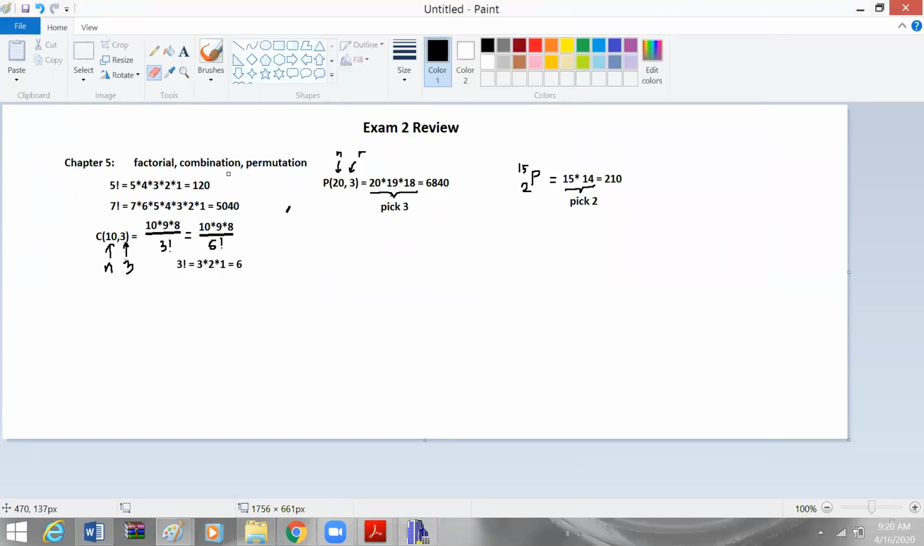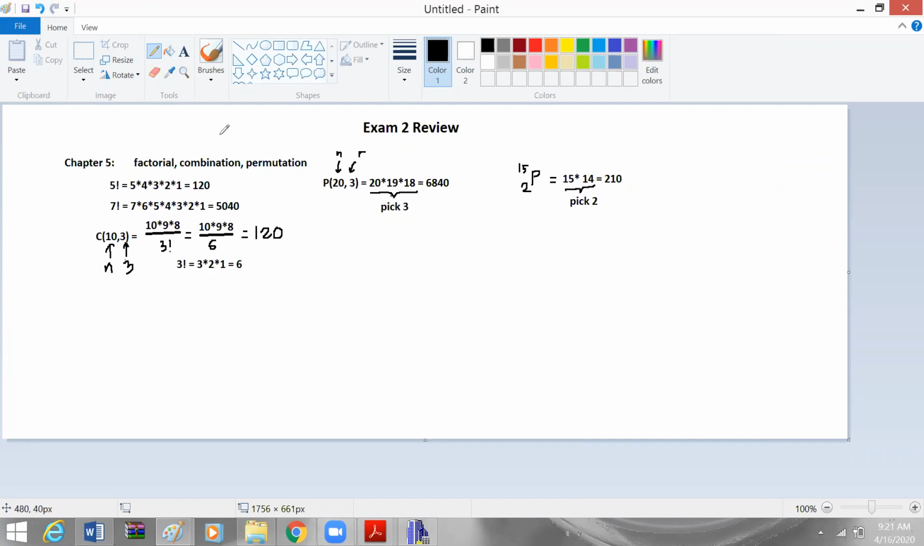Okay, so the answer is 120. That's pretty much it. And also, remember that when it comes to the permutation, if 10 pick 3, then take 10 times 9 times 8, that's it. But for the combinations, we need to divide by 3 factorial. For the permutations, we don't divide them, right?